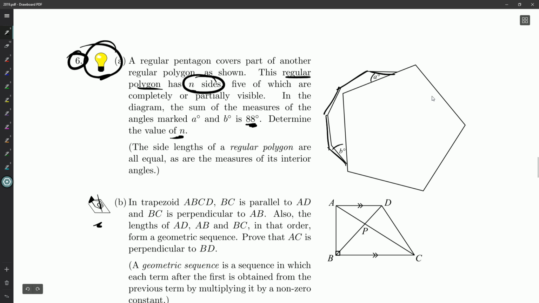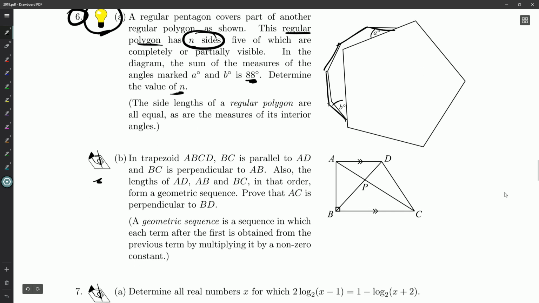Now, we will have to write our answer a bit more carefully here to part B. So we've got a trapezoid ABCD. BC is parallel to AD. They've shown that with the little notched arrows. And BC is perpendicular to AB. We've got a nice little right angle down there. Also, the lengths AD, AB, and BC, in that order, form a geometric sequence. Ooh. Prove that AC is perpendicular to BD. So we want to show that these lines here are perpendicular.